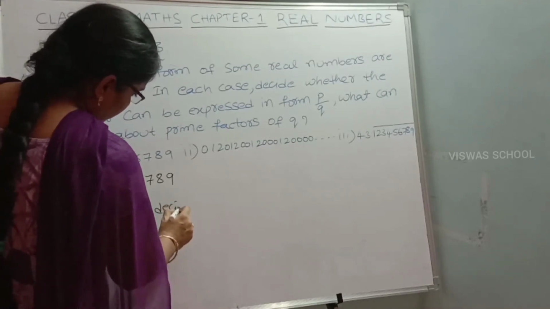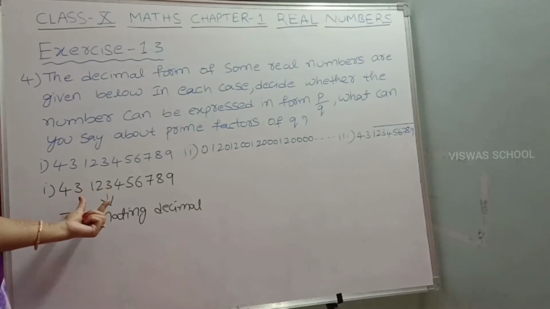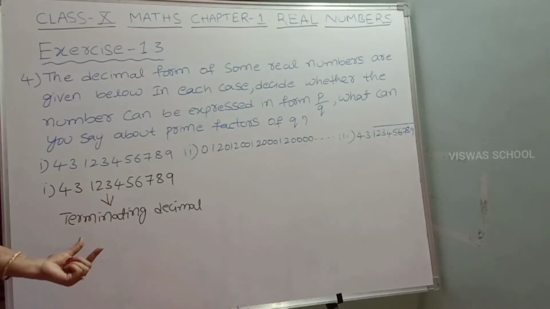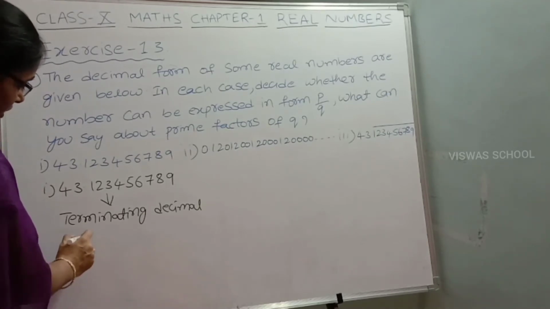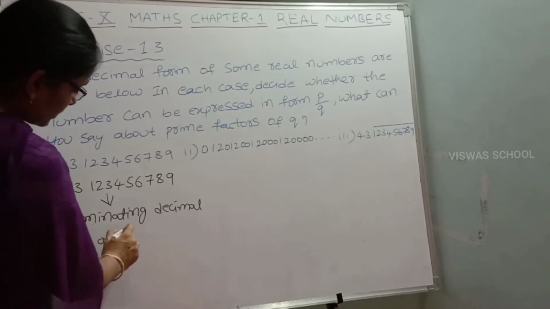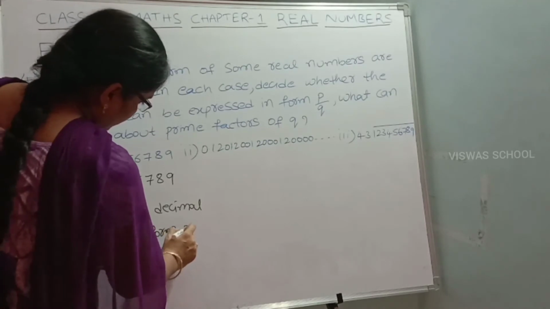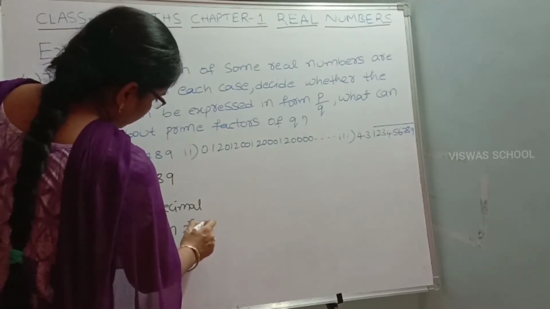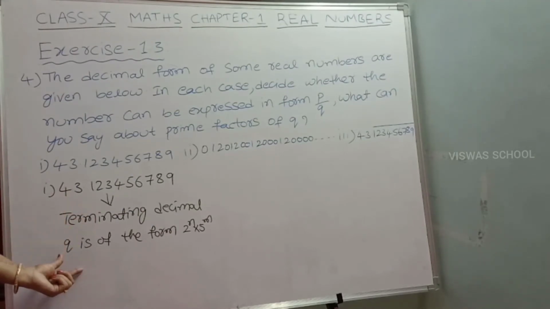If it is a terminating decimal, then what is the form of q? That is, the denominator is in the form of 2 power n into 5 power m. That is, q is of the form 2 power n into 5 power m. This is a terminating decimal expansion. Therefore, q is of the form 2 power n into 5 power m.